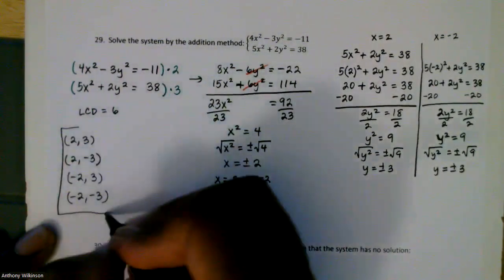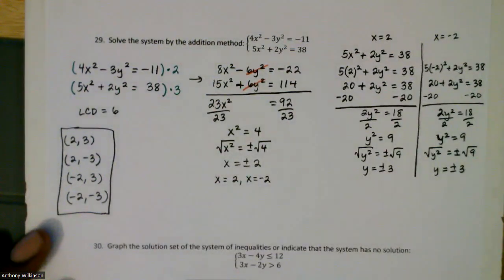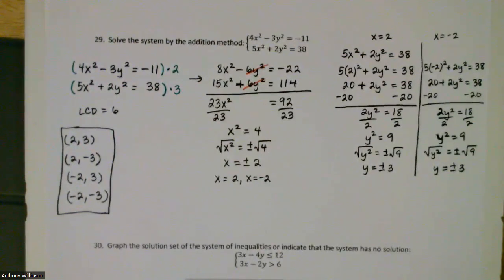So here you got 4 solutions for this system of nonlinear equations: 2, 3; 2, negative 3; negative 2, 3; and negative 2, negative 3.